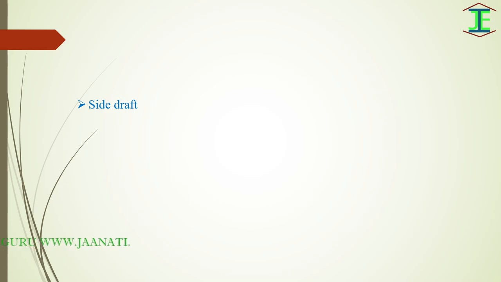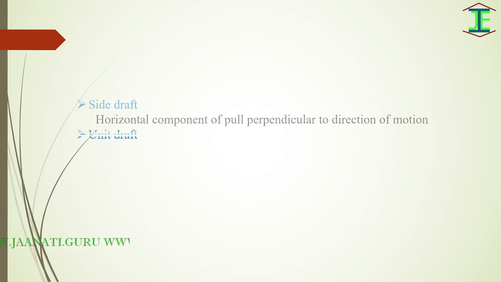Side draft. Side draft is the horizontal component of the pull which is perpendicular to the direction of motion. Draft is parallel to the direction of motion and side draft is perpendicular to the direction of motion. Unit draft. Unit draft is nothing but draft per unit cross-sectional area.